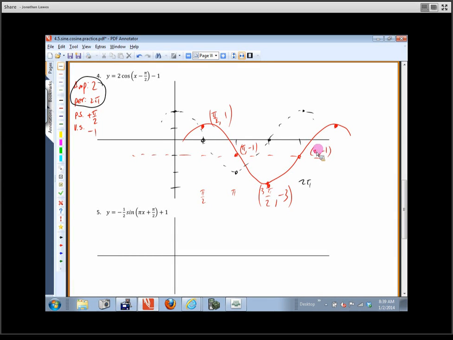This is going to be 2 pi comma negative 1, and then this is going to be, if I slid this forward pi halves, if I go forward pi halves from 2 pi, where does that put me? 5 pi halves. Very good. 5 pi halves, comma 1. Same y-coordinate as we had right there. Okay? Any questions? Okay.